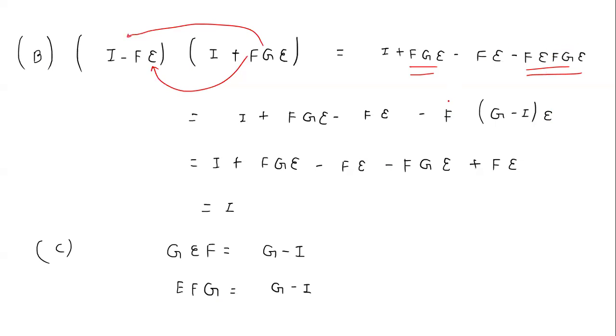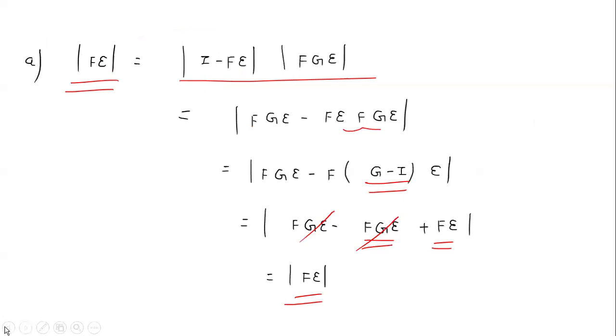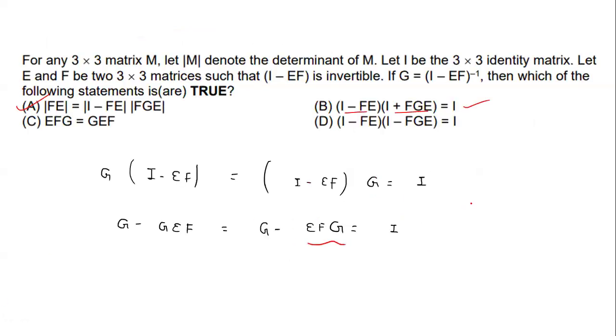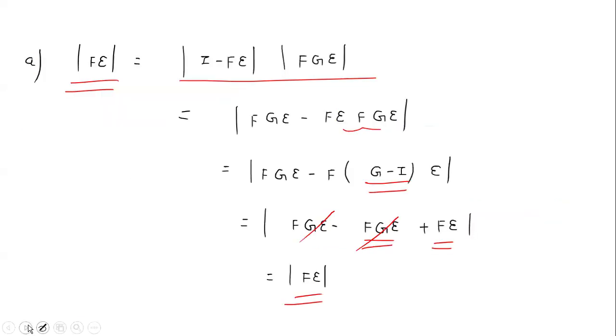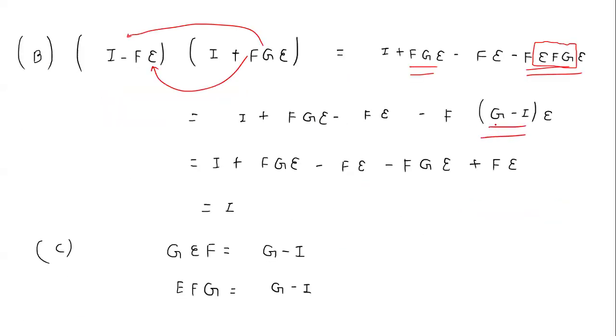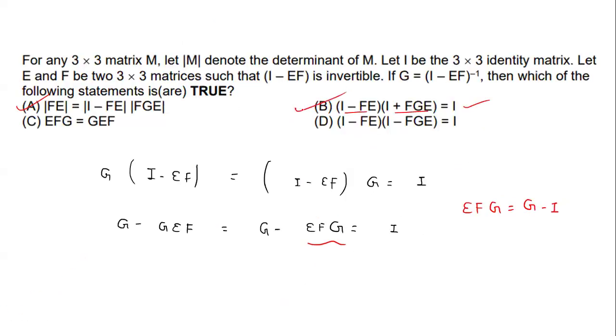Now you see again we have this EFG forming here. From the previous discussions we know this EFG is the same as G minus I matrix. So we can again write this as G minus I. And if you open this, we have one term of FGE and one term is FE. So this and this will cancel, and this FE and FE also cancel, and only the identity matrix will remain. So this option is also correct. So option B is also correct.